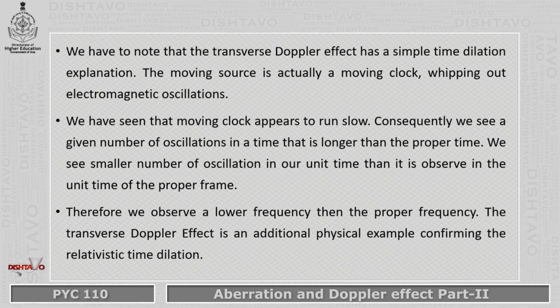We have to note that the transverse Doppler effect has a simple time dilation explanation. The moving source is actually a moving clock whose electromagnetic oscillations are given out. We have seen that a moving clock appears to run slow. Consequently, we see a given number of oscillations in a time that is longer than the proper time. So we see a smaller number of oscillations in our unit time than is observed in the unit time of the proper frame. Therefore, we observe a lower frequency than the proper frequency. The transverse Doppler effect is an additional physical example confirming relativistic time dilation.